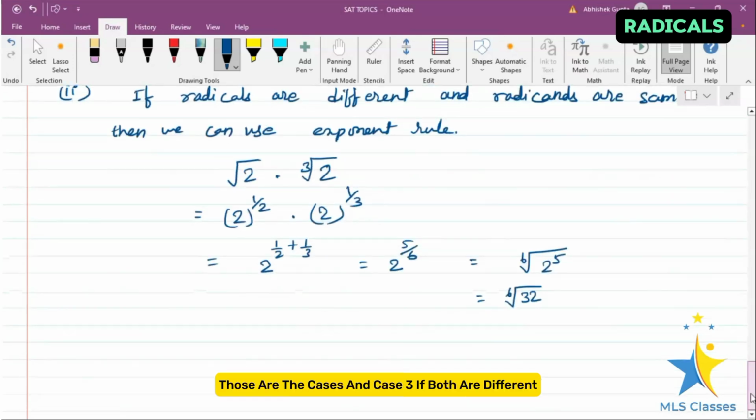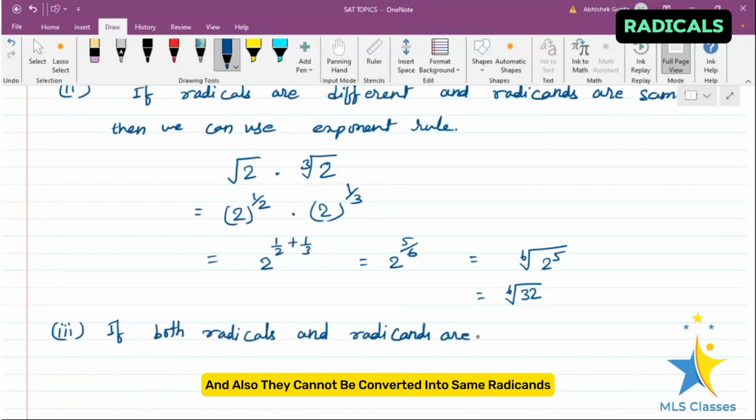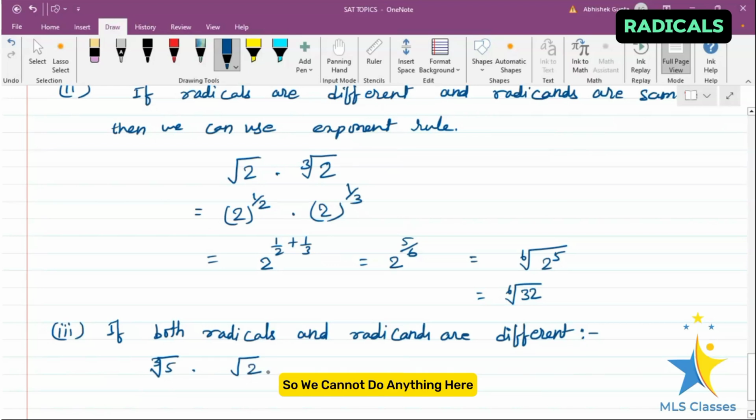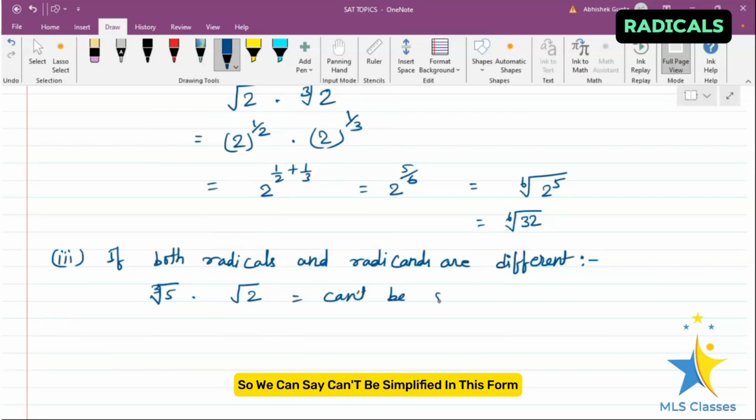And case 3: if both the radicals and radicands are different, and they cannot be converted into the same radicands, like cube root of 5 times square root of 2, then we cannot do anything here. We can neither simplify this in radical form nor evaluate it in this form. So we can say it can't be simplified in this form.